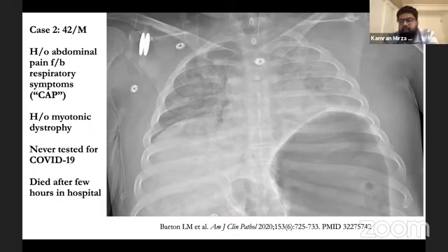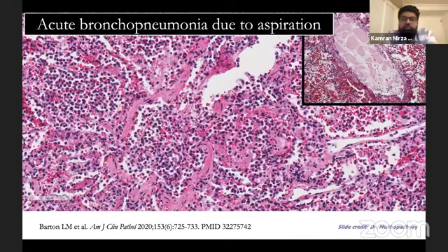In the same article, they also discussed another patient, a 42-year-old man with a history of abdominal pain that was also followed by respiratory symptoms. He had a history of myotonic dystrophy. Again, he was never tested for COVID-19 pre-mortem, and died a few hours later in the hospital. Again, he had acute bronchopneumonia.